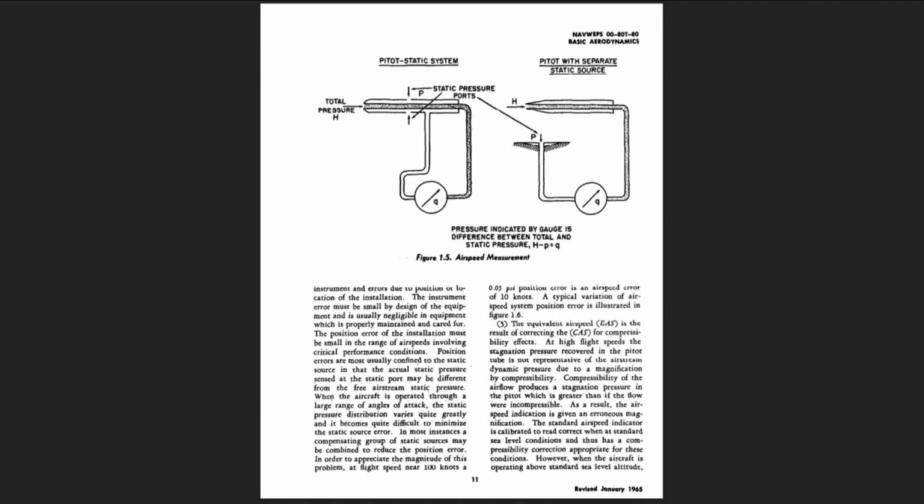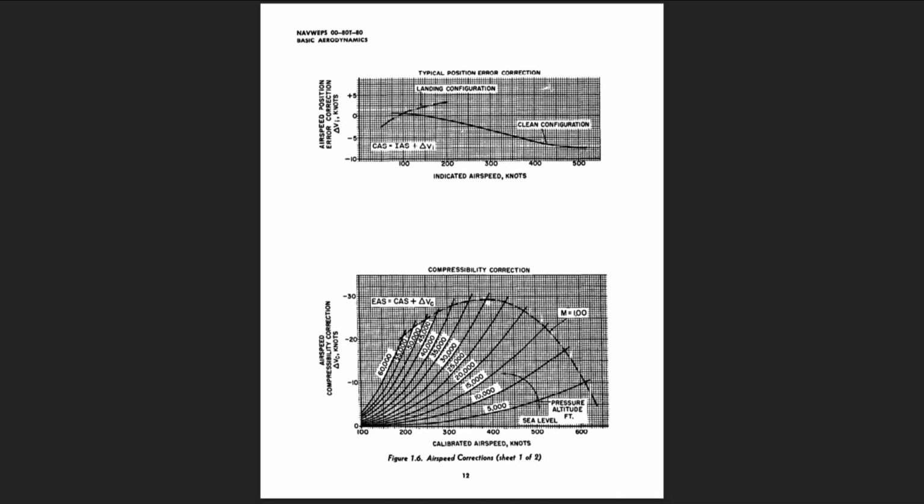When the aircraft is operated through a large range of angles of attack, the static pressure distribution varies quite greatly, and it becomes quite difficult to minimize the static source error. In most instances, a compensating group of static sources may be combined to reduce the position error. In order to appreciate the magnitude of this problem, at flight speed near 100 knots, a 0.05 psi position error is an airspeed error of 10 knots. A typical variation of airspeed system position error is illustrated in Figure 1.6.